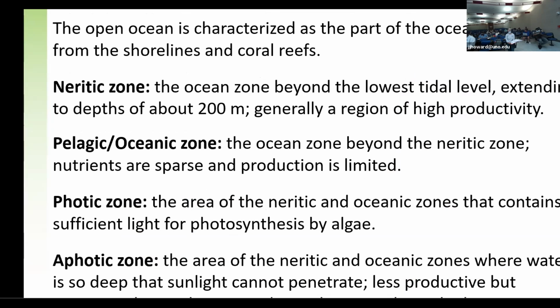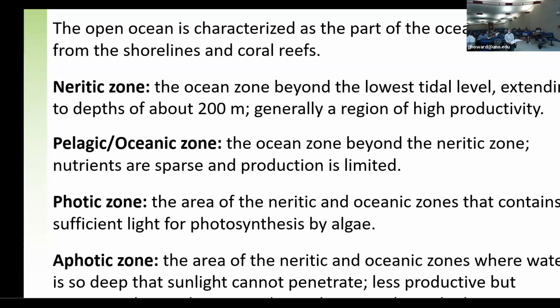Okay, finally, the open ocean here. The open ocean is away from the neritic habitats of the shorelines, the mangroves, and the reefs. And so we have the neritic area, which is continental shelf, basically, where we have things like kelp forests and reefs. But then we have all the rest of the ocean, the 70% of the Earth's surface.